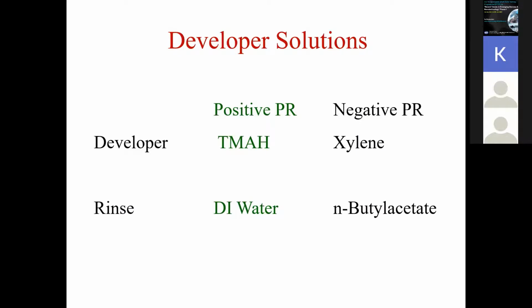So normally, as I told, TMAH is mostly used for the positive PR. Xylene is also used for the negative PR. However, TMAH can also be used in the negative PR. Xylene will give you the best result, but TMAH can be used also in case of a negative one.